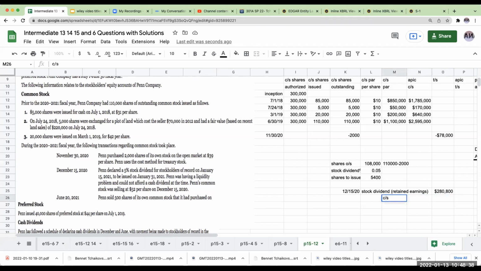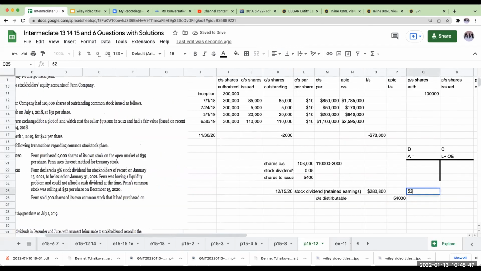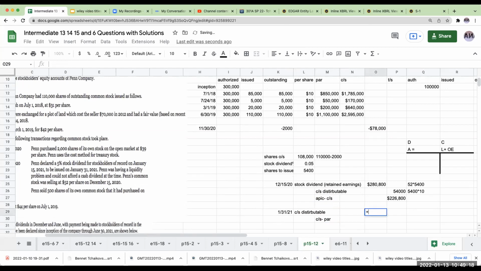We have common stock dividend distributable. This is going to be for the par value, or 5,400 times 10. And then the difference is going to go to additional paid-in capital common stock. Okay, and then when it's the date of record, we don't care. When it's actually issued on 1/31/21, I'm going to debit common stock dividend distributable, and then up here, this is going to become common stock at par. Okay.